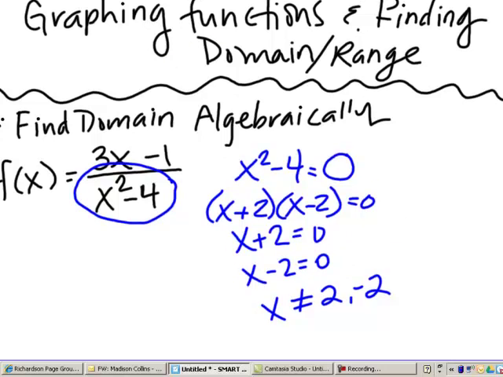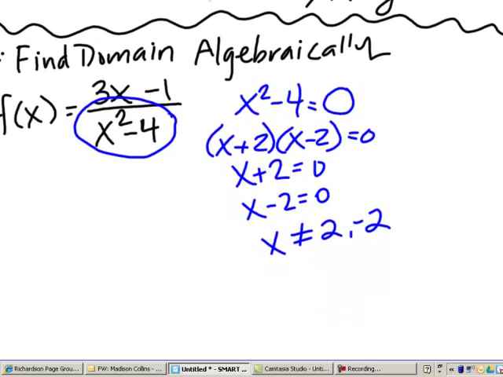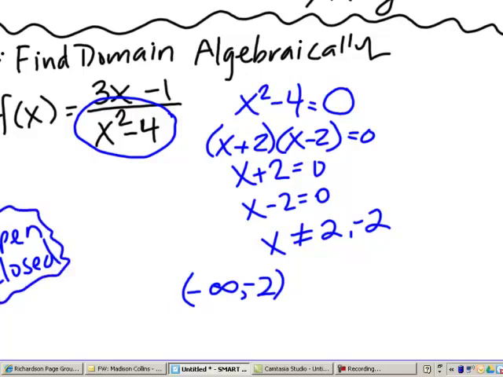Now the way you're going to write this on your homework for domain, there are a couple of ways. You can say negative infinity, comma, negative 2. Remember, parentheses mean open, and brackets mean closed, so just make a little side note there. You can never have a bracket on infinity because it goes on forever. And x cannot equal negative 2, so that's why it has to be open.